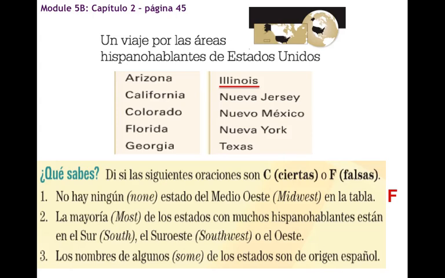Número 2. La mayoría de los estados con muchos hispanohablantes están en el suroeste o el oeste. ¿Cierto o falsa? Cierta. Most of the states with a lot of Spanish-speaking people are located in the south, southwest, or west. Y finalmente 3, los nombres de algunos de los estados son de origen español.